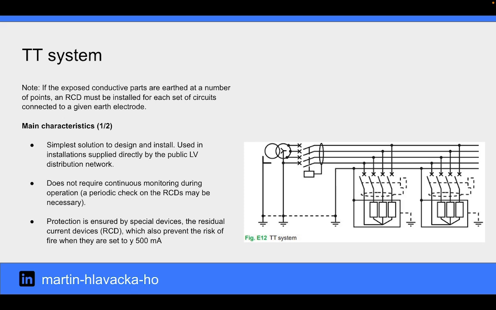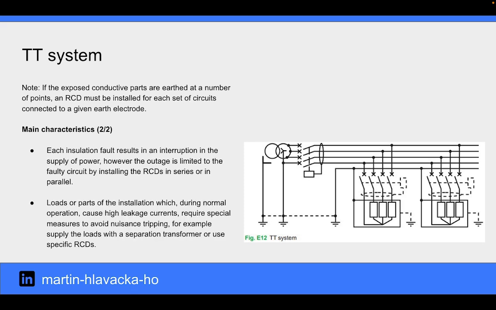It does not require continuous monitoring during operation, and protection is ensured by special devices, the RCD, which also prevents the risk of fire when they are set to less than or equal to 500 milliamps. Each insulation fault results in an interruption in the supply of power. However, the outage is limited to the faulty circuit by installing the RCDs in series or in parallel.